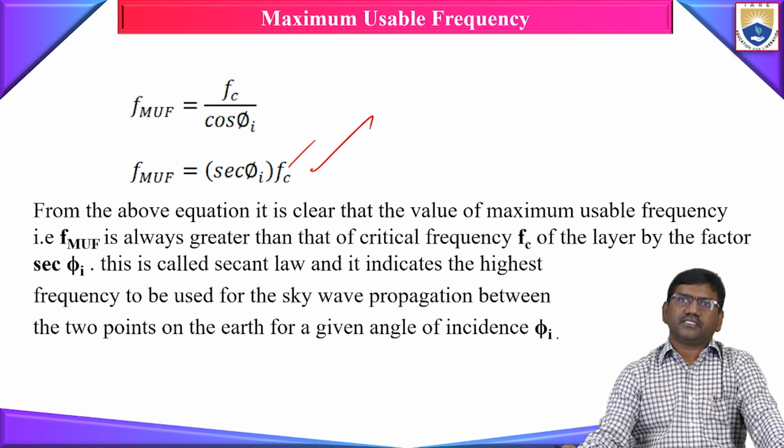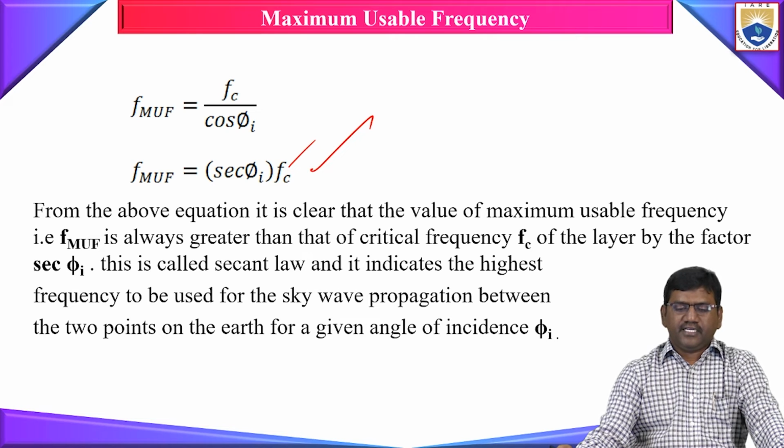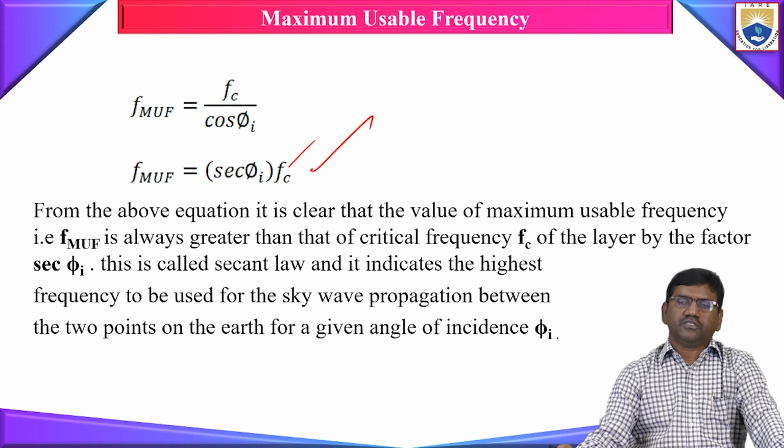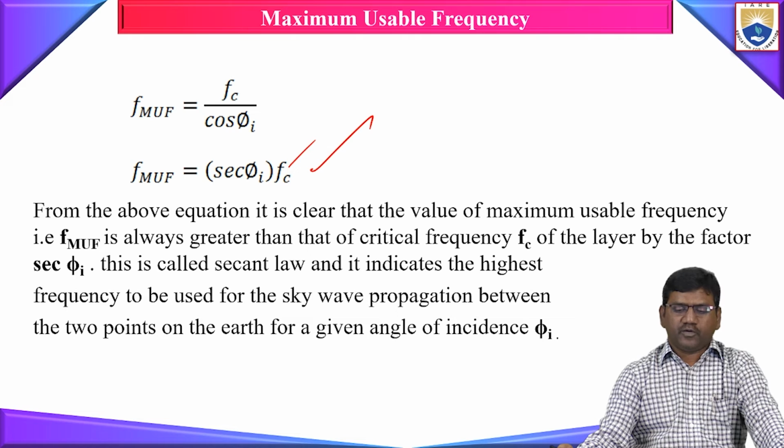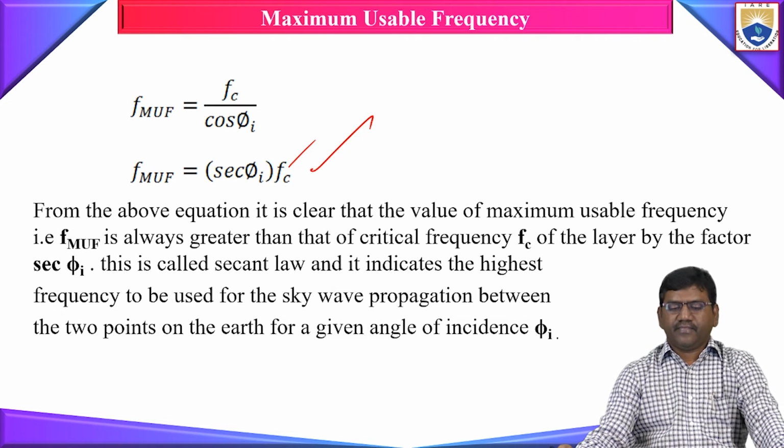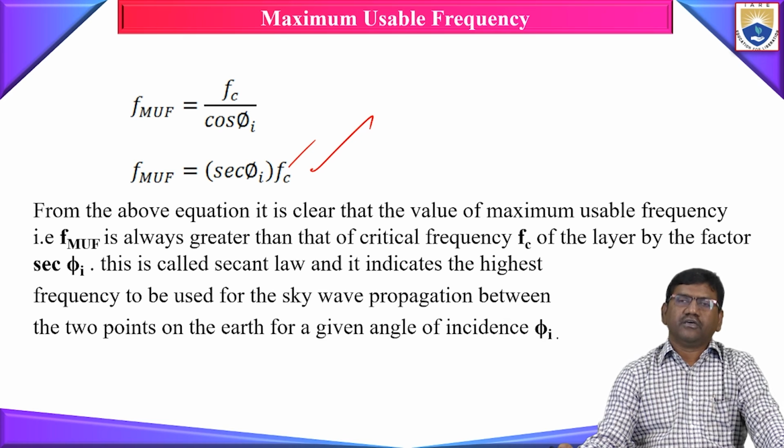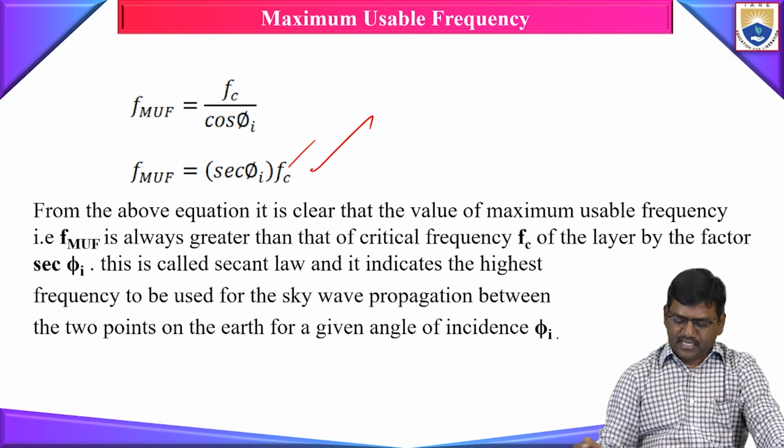This is also called the secant law, and it indicates the highest frequency to be used for the skywave propagation between the 2 points on the earth for a given angle of incidence, that is theta I.